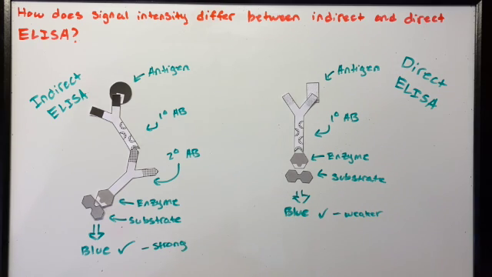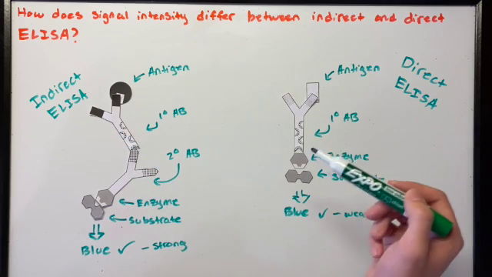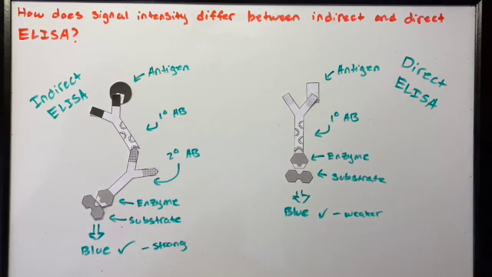And the greater the number of secondary antibodies that are bound to a single primary antibody, whether that be an indirect or direct ELISA, the greater the strength of the signal, and thus the stronger the color change will be.